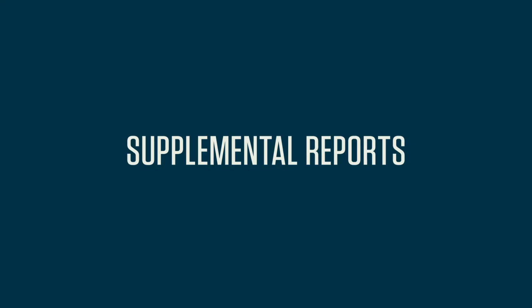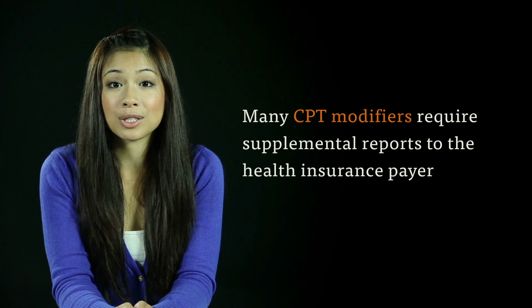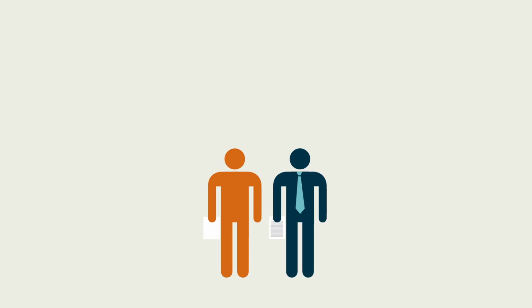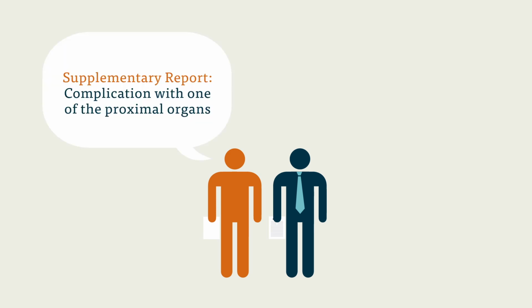Supplemental reports. Many CPT modifiers require supplemental reports to the health insurance payer. If, for instance, a payer wants to know why a surgery to repair lesions on the liver of a patient was discontinued, the coder would want to file a supplementary report stating this. We both want to code to the highest level of specificity and provide as much documentation as possible. If a modifier that requires justification of medical necessity is left without a supplemental report, the claim that procedure is on may very well be rejected.